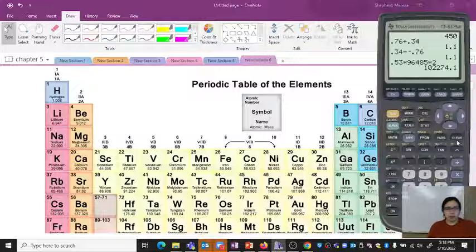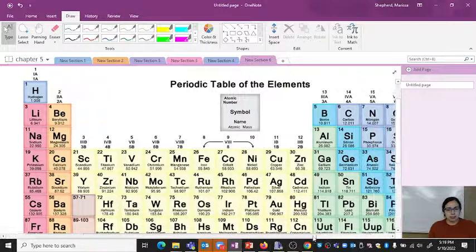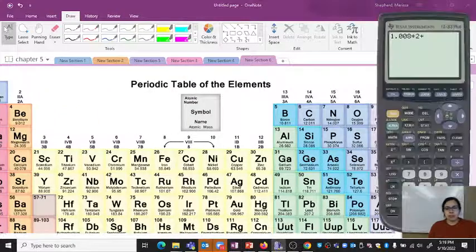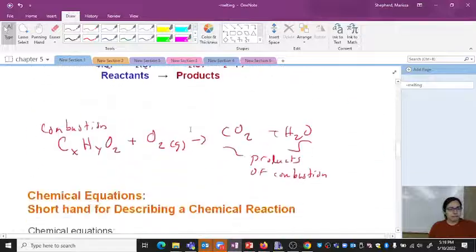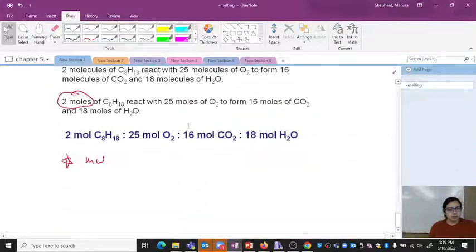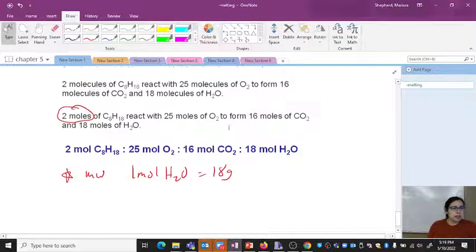Let me pull out my calculator. And we could do 1.008 times 2, since there are 2 of them in H2O, plus our oxygen mass, so 15.99. And so we could say, right, that we know 1 mole of H2O then has a mass of 18 grams. So just keep that relationship in mind.